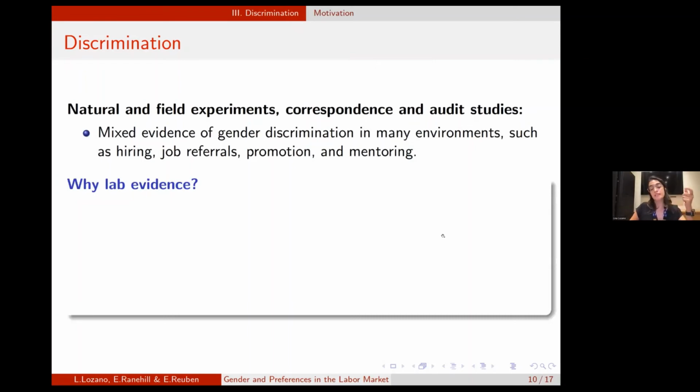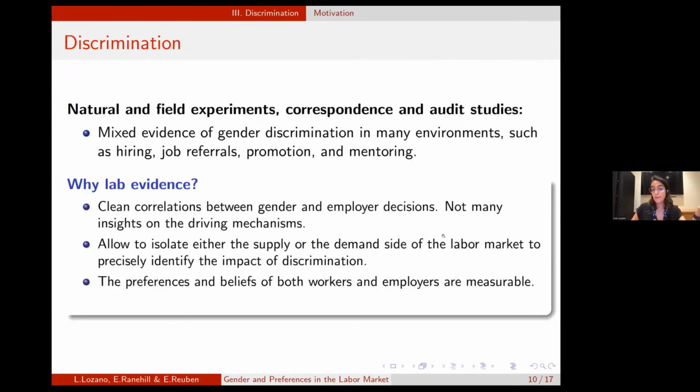Here again, the reasons why we think lab evidence can be very useful to understand the mechanisms behind this is because although these natural and field experiments provide very clean correlations between gender and employer decisions, there are not many insights on the driving mechanisms of why an employer will prefer a man over a woman, or why a woman will select less in certain types of environments.